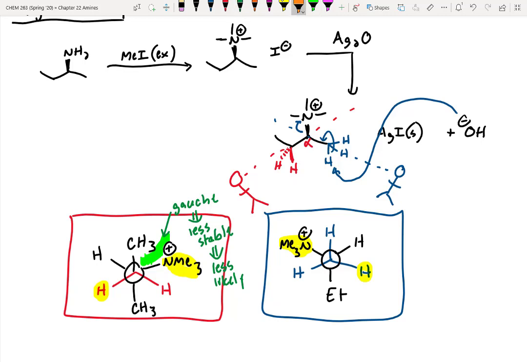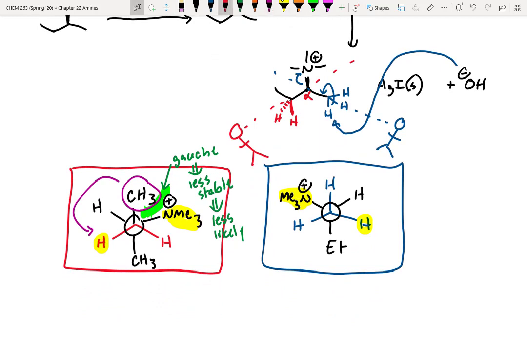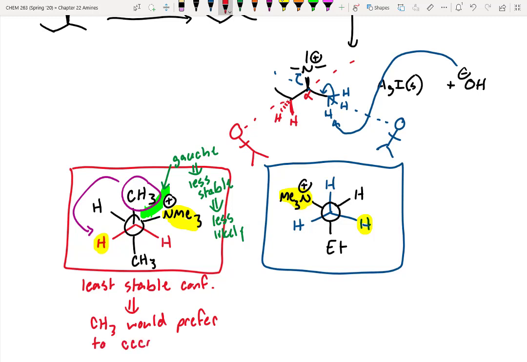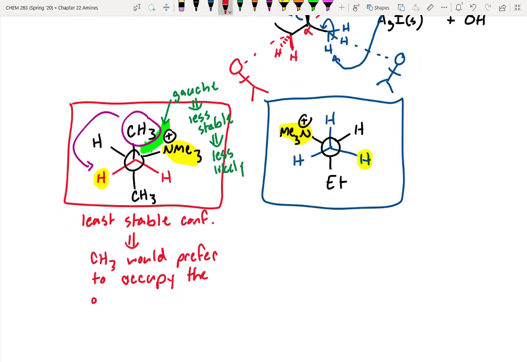This methyl group, meaning this one right here, would much rather be in that anti-coplanar spot. But if we do that, then no E2 chemistry can occur, right? So because of this, this is the least stable conformation. The CH3 would prefer to occupy the anti-coplanar position.